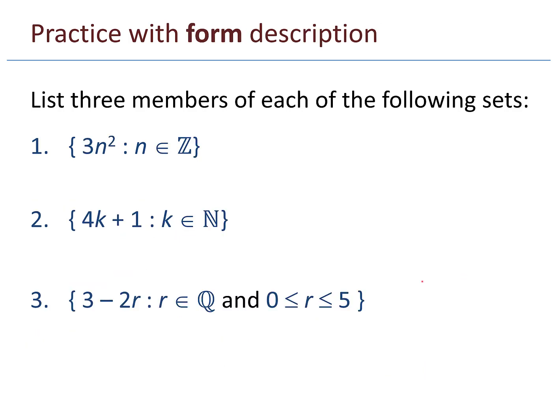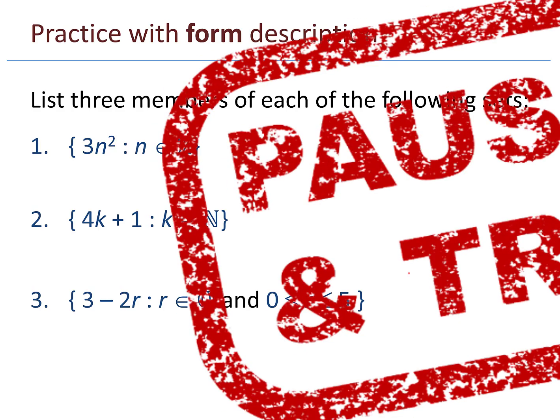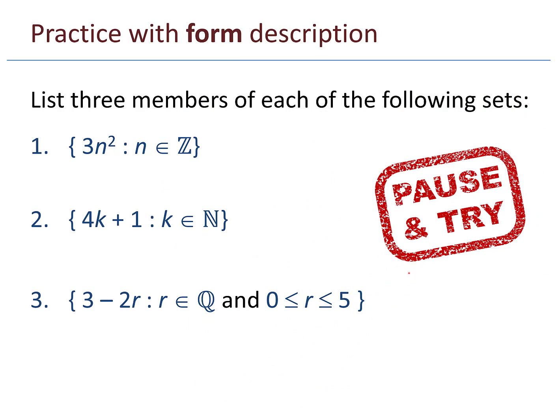How about the form description? So number one says 3n squared such that n is an integer. Number two, 4k plus 1 such that k is a natural number. Number three, 3 minus 2r such that r is a rational number and r is between 0 and 5 inclusive. Can you find three members for each of these sets? Once again, pause the video for a moment, give this a try, and then start it up again to check your work.